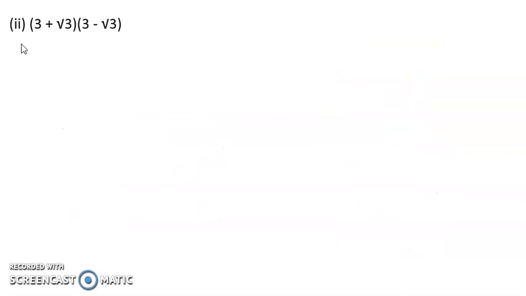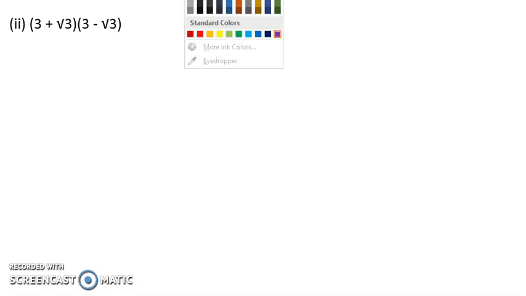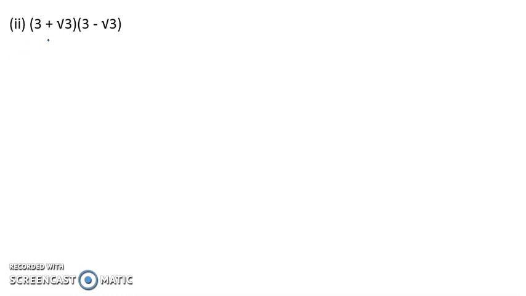This is (3 plus root 3) into (3 minus root 3). Now see same thing. There are two methods, I'll tell you both the methods. First, 3 multiplied by 3 minus root 3, plus root 3 multiplied by 3 minus root 3. So 3 3s are 9, plus minus minus 3 root 3. Plus root 3 into 3.